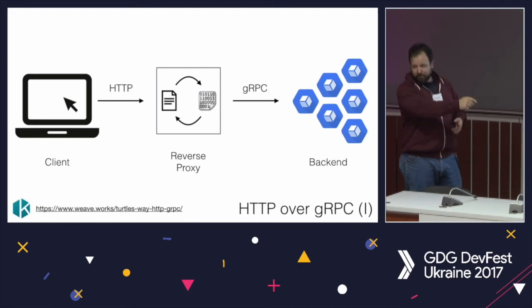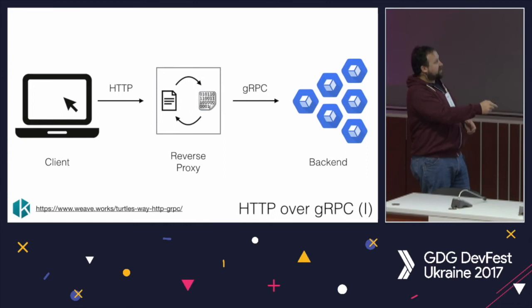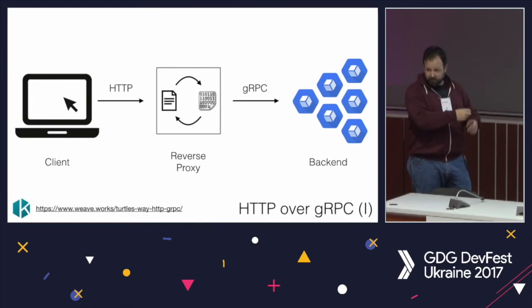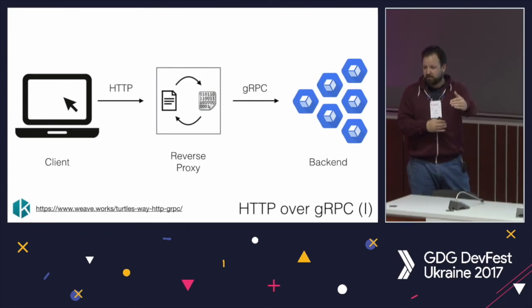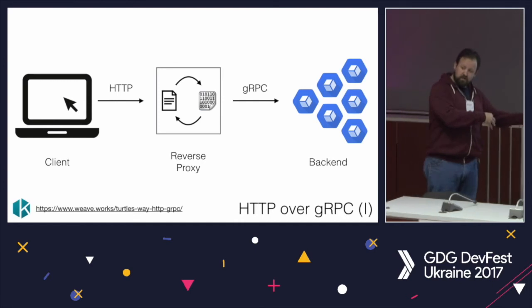In our front-end reverse proxy, the thing that exposes the HTTP API, we would read the textual HTTP request and encode it in a proto. Just the raw HTTP request would be stuck in a proto. That proto would then be sent to the backends over gRPC using kube resolver.